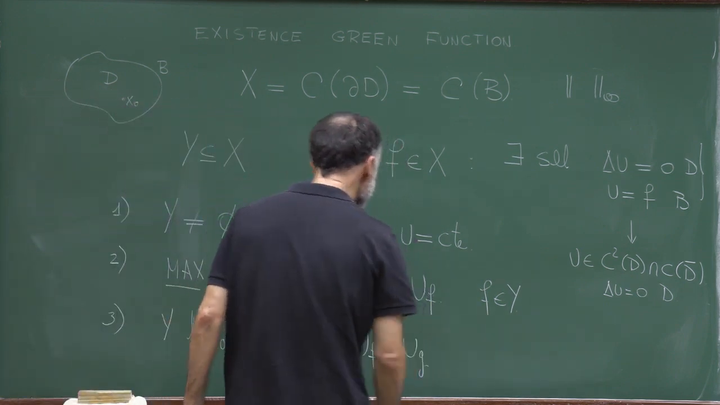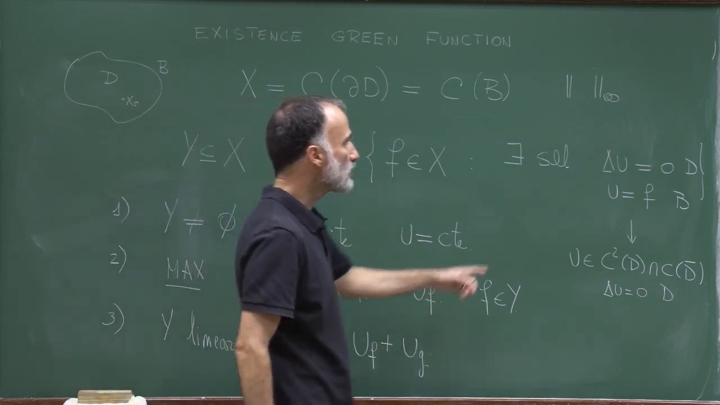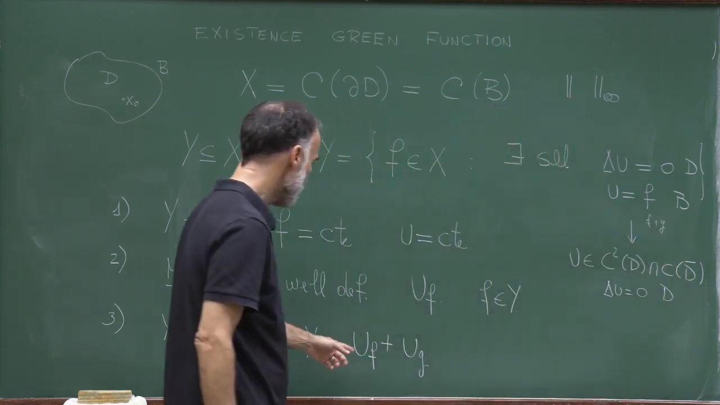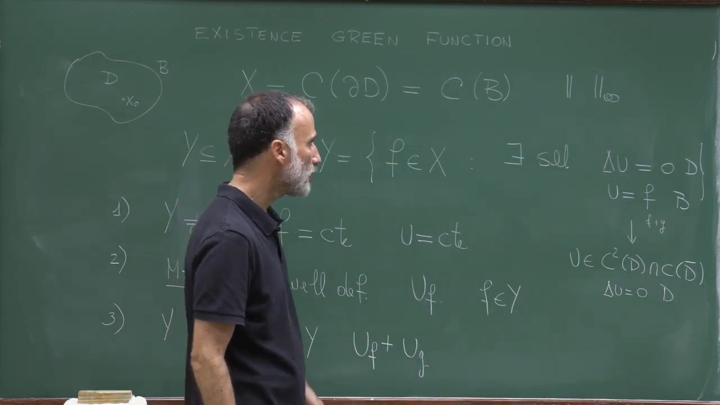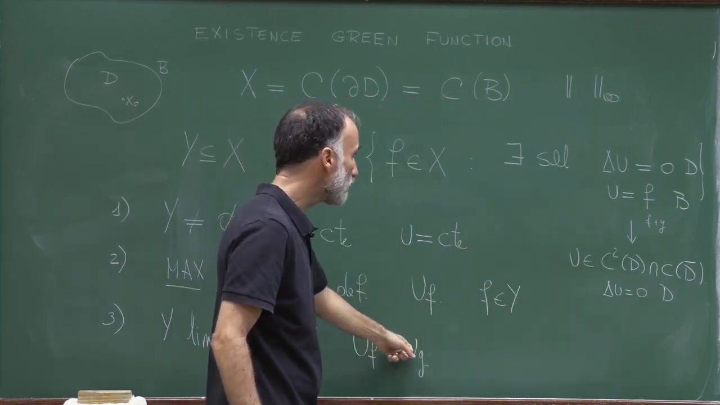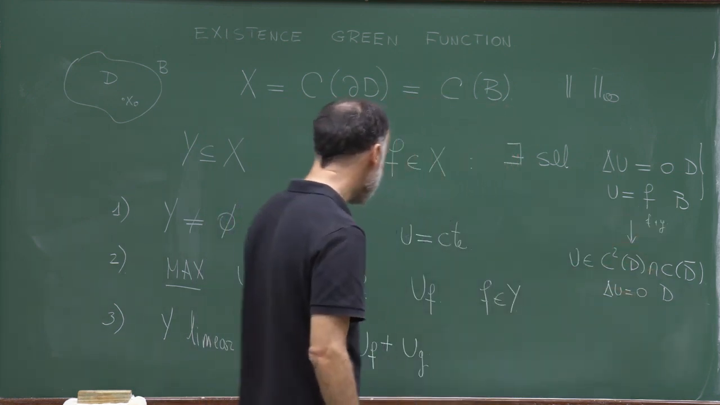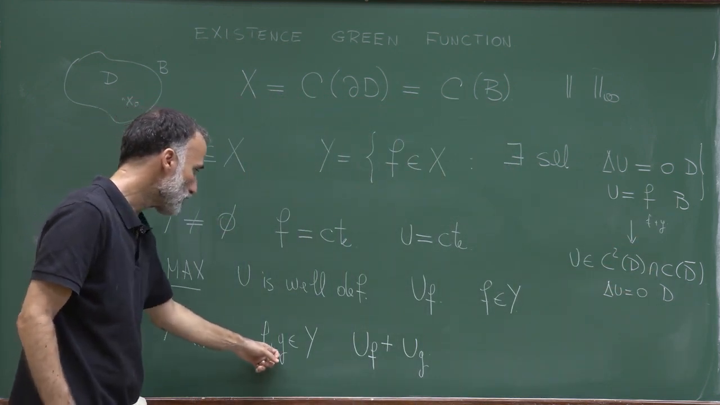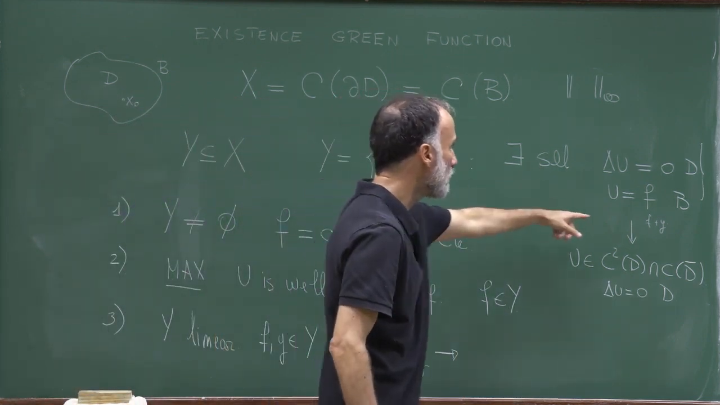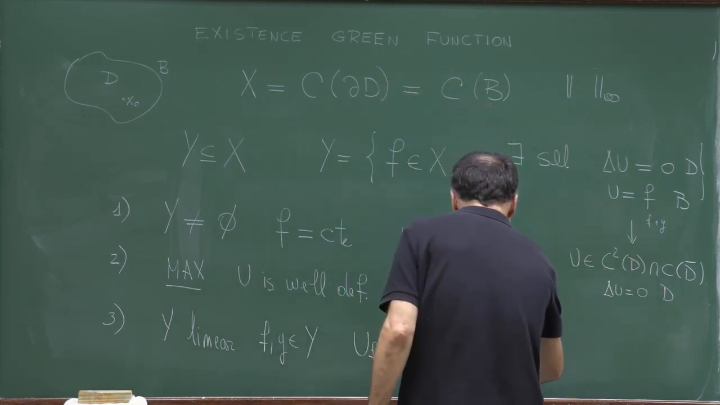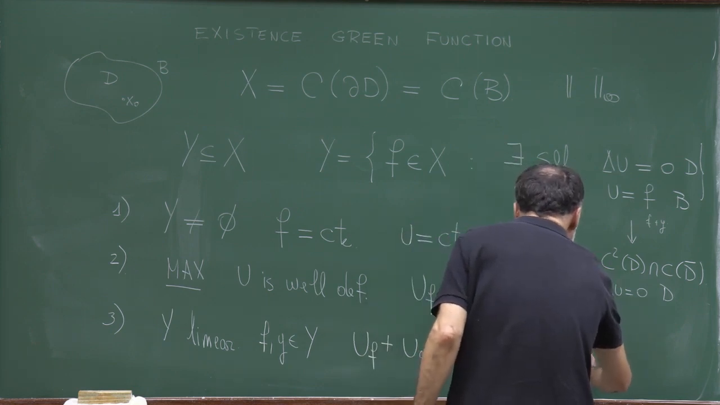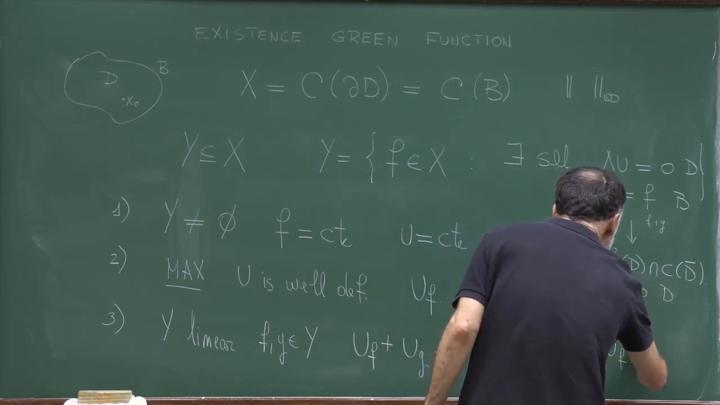So it's easy to see that u_f plus u_g is a solution of this equation if I replace f by f plus g. Indeed, u_f and u_g are harmonic, so this equation is satisfied on D. And at the boundary, u_f plus u_g is equal to f plus g. Therefore, if f and g belong to Y, u_f plus u_g is a solution of this equation with f plus g. So this means that f plus g belongs to Y, and u_{f+g} is equal to u_f plus u_g.